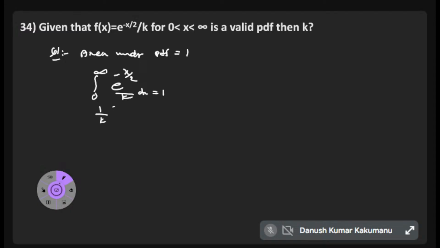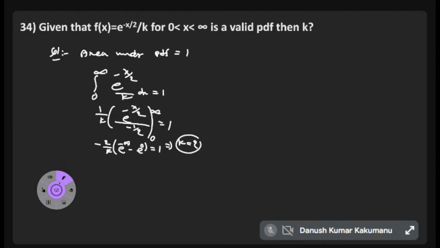1 by k bring outside. E power minus x by 2 by minus 1 by 2, limits are from 0 to infinity, is 1. What is the simplification? Minus 2 by k, e power minus infinity minus e power 0, is 1. From this, what is the k value you will get? 2 is the answer. K is equal to 2 is the answer. Are you understanding? The last bit answer is what? m plus 2n by 3. So these are all the different questions on the topic PMF, CDF, PDF.